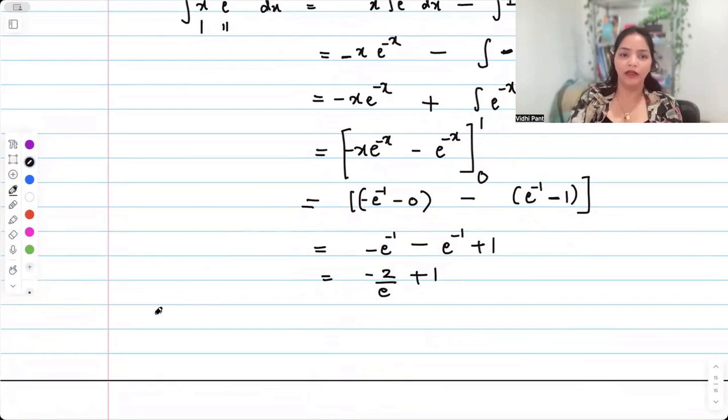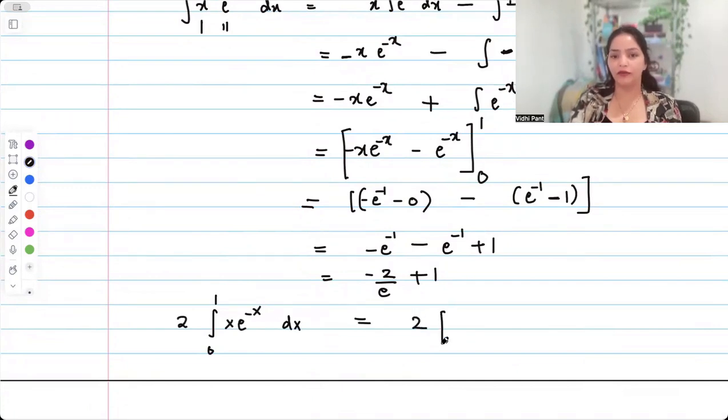And well, our entire answer is twice of this. So twice of integral 0 to 1 dx of x e to the power minus x will be equal to twice of this expression, minus 2 by e plus 1. So basically 2 minus 4 by e, and that will be the correct answer.